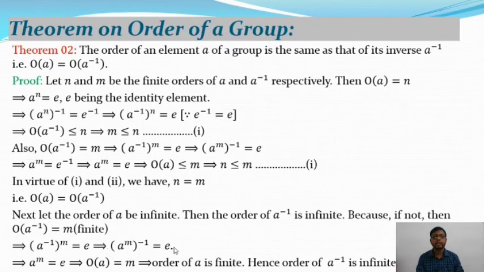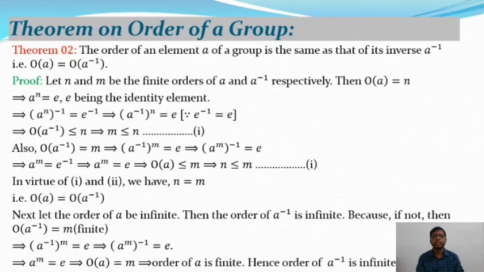And again we take the inverse on both sides, we will get a to the power m is equal to e. Therefore the order of a is equal to m, and this implies the order of a is finite. So there is a contradiction. I had taken the order of a to be infinite, but when we take the order of a inverse to be finite, then from this we get the order of a is finite. So this is the contradiction. Hence the order of a inverse is infinite.